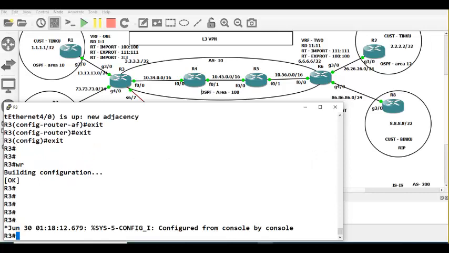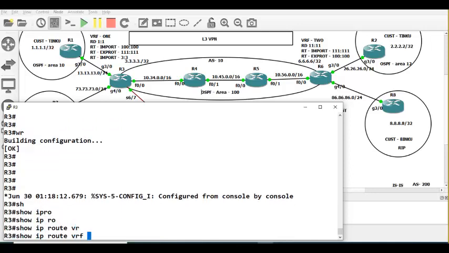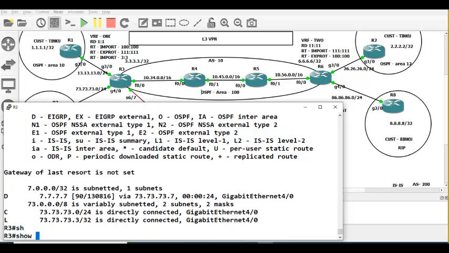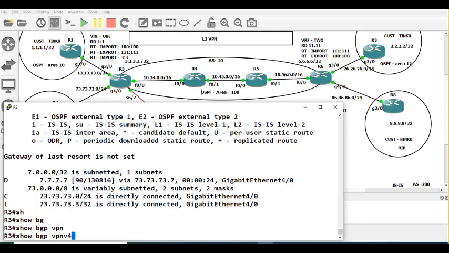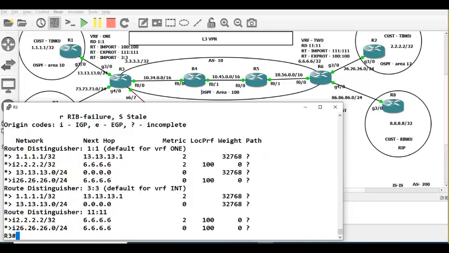Now if I go to the routing table here, show IP route VRF new, I find a route coming from router 7. But this won't be seen in VPN now. In order to put it in VPN, I need to redistribute into BGP. See, right now if I type show BGP VPNv4 unicast all, you don't see 7777.